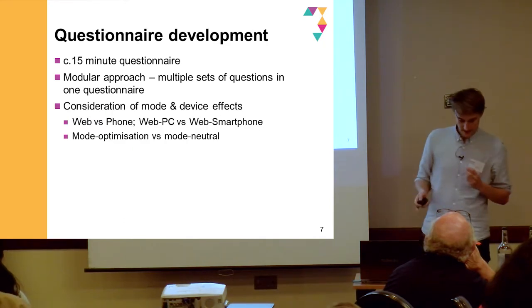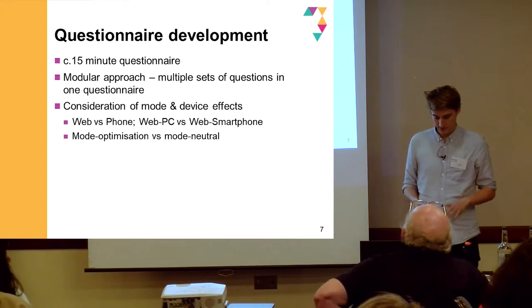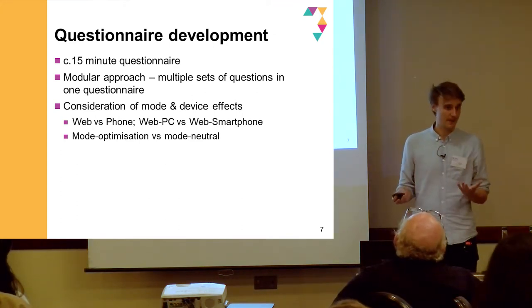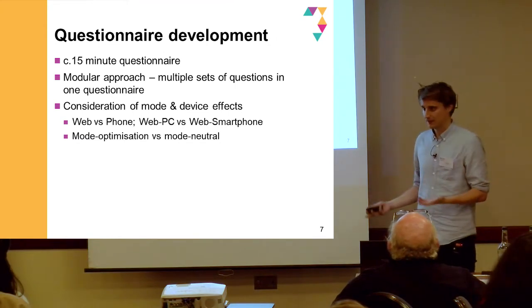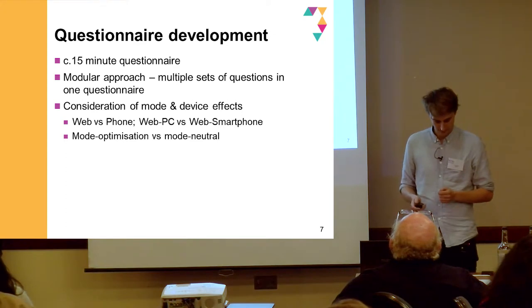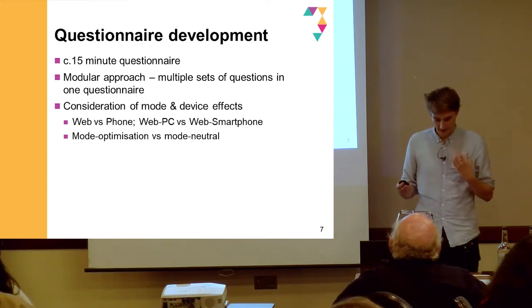In terms of questionnaire development, in line with best practice guidelines, surveys run on the NatCen panel typically last around 15 minutes. We talked a little bit earlier about what's an appropriate length of interview for an online survey, and we think around 15 minutes is about right. But obviously that will vary by mode and it will vary by individual circumstances.